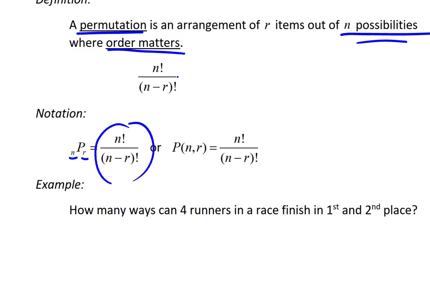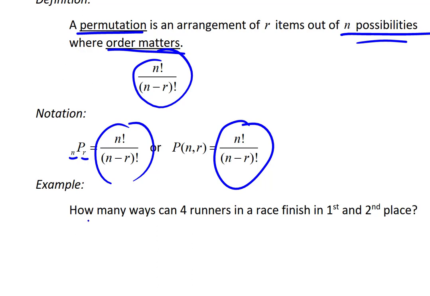Or sometimes an author will use a capital P and then in parentheses n comma r. Really, either one of these are fine. Notice they both represent this definition for permutation that we defined above, the n factorial over n minus r factorial.